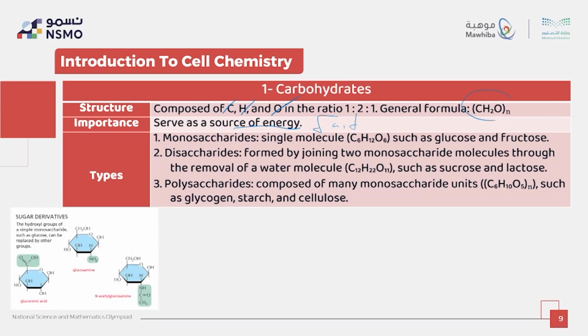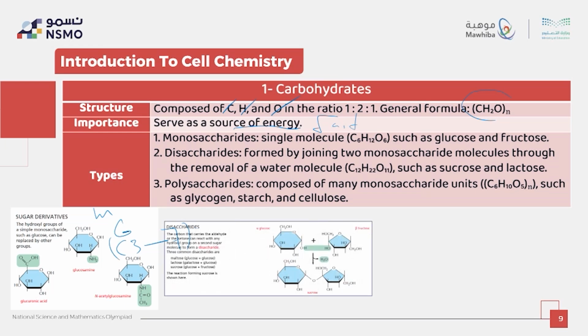The first one we call monosaccharides. The monosaccharides are the monomers of the polymer carbohydrates, especially glucose. And they come with a number of carbons between 3 and 7. The second one we call disaccharides. It's combined from monosaccharide plus monosaccharide, such as sucrose and lactose.